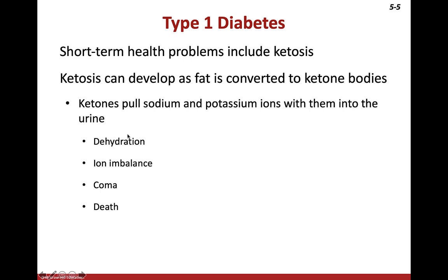Now, if we look at the short term, typically it's going to be a state of ketosis. Ketosis develops when fat is being used for energy because, remember, the glucose is in the blood, not in the cells that are really providing and maintaining homeostasis. So the fat is converted to ketone bodies. And what happens is the ketones pull sodium and potassium ions with them into the urine. This can result in a pretty significant ion imbalance, dehydration, coma, and in the worst cases, actual death.